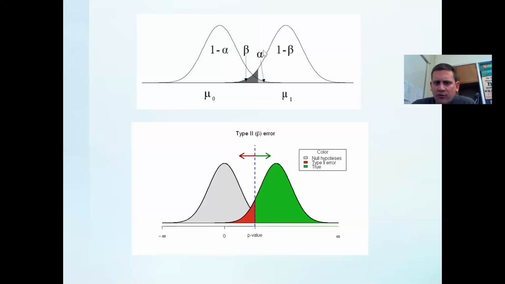If we just take out the alpha here for a second and just focus on beta, this is type 2 error. So this was known to be true. This is making you question it. And then this is what can happen. This is where the type 2 error has occurred.